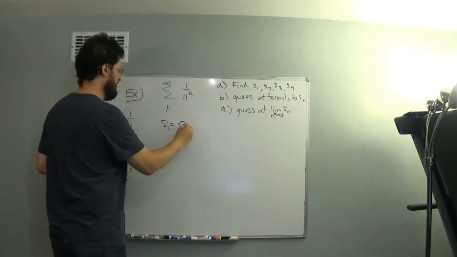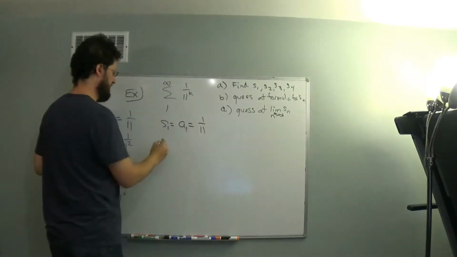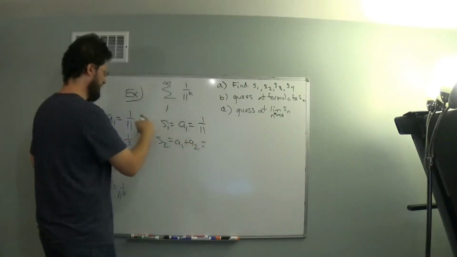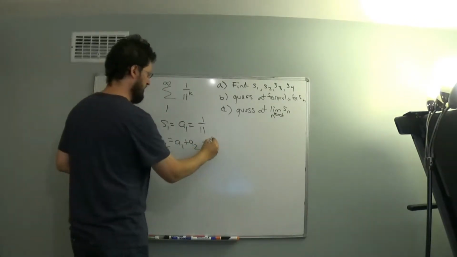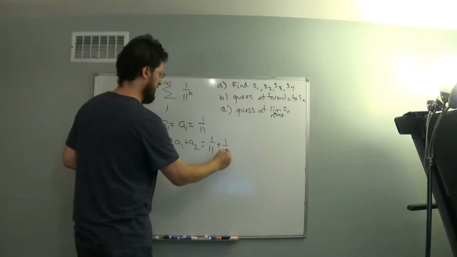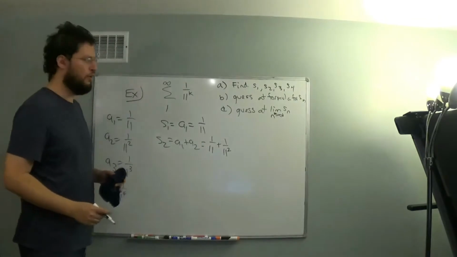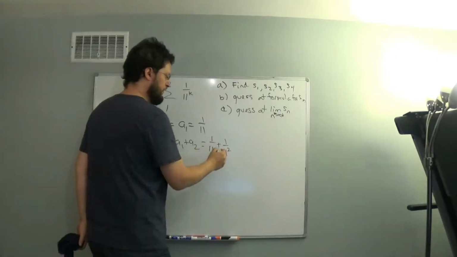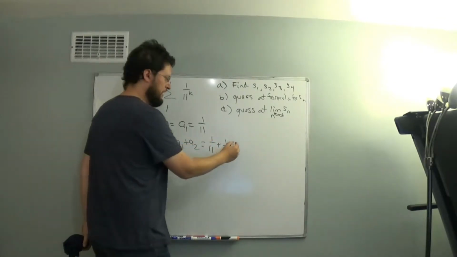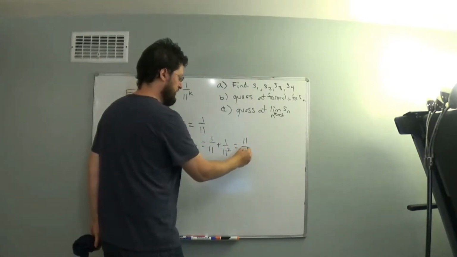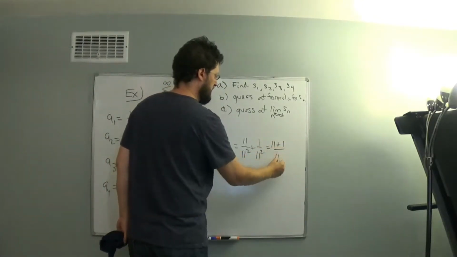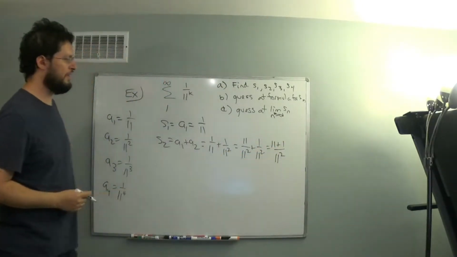S1 is A1, which is 1 over 11. S2 is A1 plus A2, so that's these two things added together: 1 over 11 plus 1 over 11 squared. I'm going to organize these in a funny looking way so that we can find a pattern in the future. If I multiply this by 11 over 11, I get 11 over 11 squared plus 1 over 11 squared, which is 11 plus 1 over 11 squared. I'm going to leave it like that.